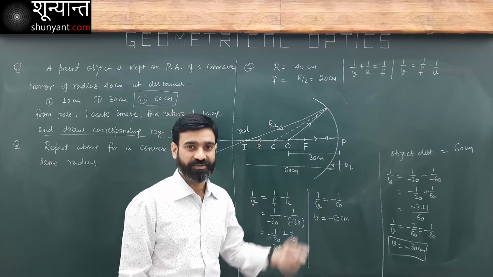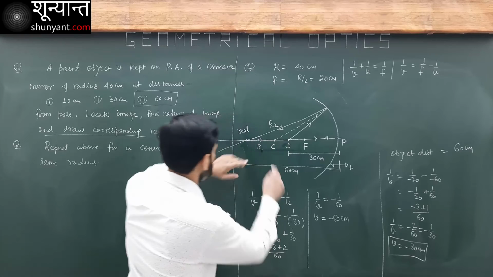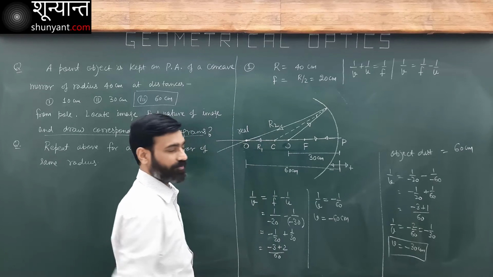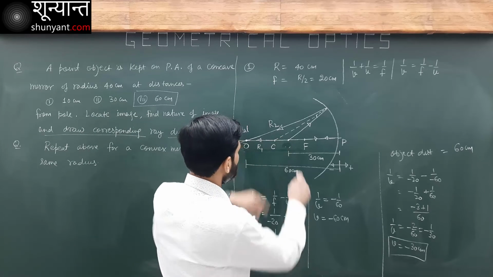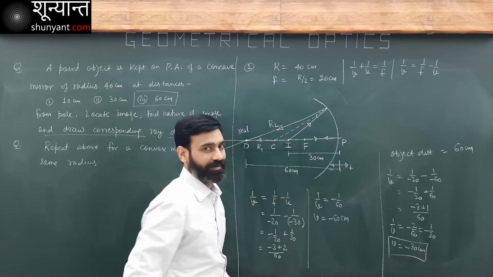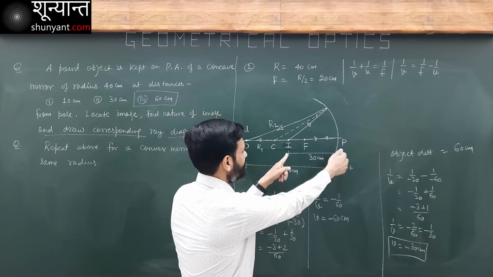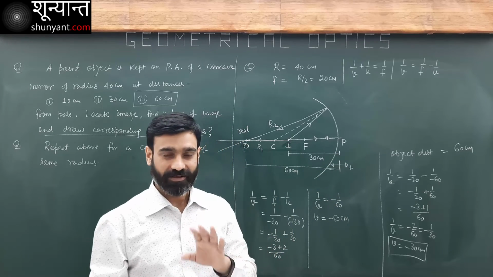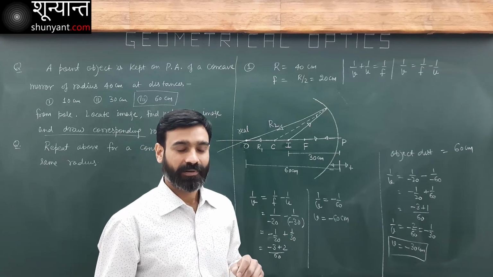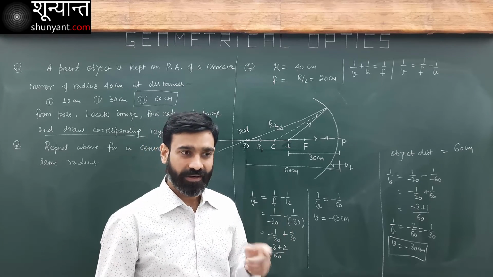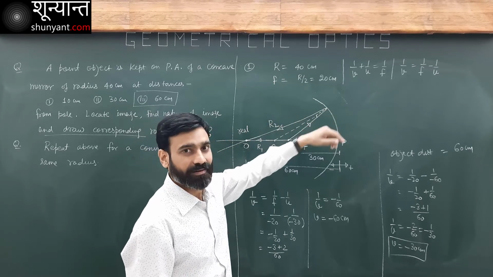We can interchange it. If I keep my object here where the image was formed, then my image will be at a point where the object was kept initially. So when my object distance becomes 60, image distance will become 30. Object and image can be interchanged. How does this become possible? Because of reciprocity. I can reverse all these light rays.